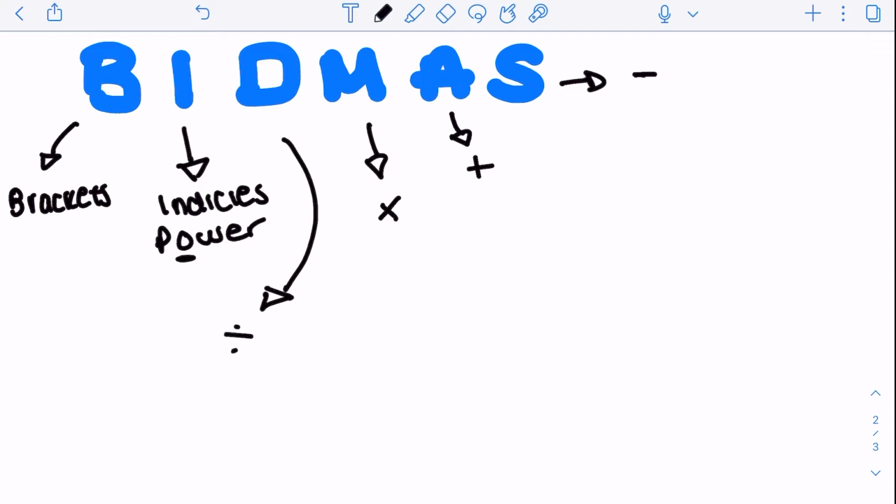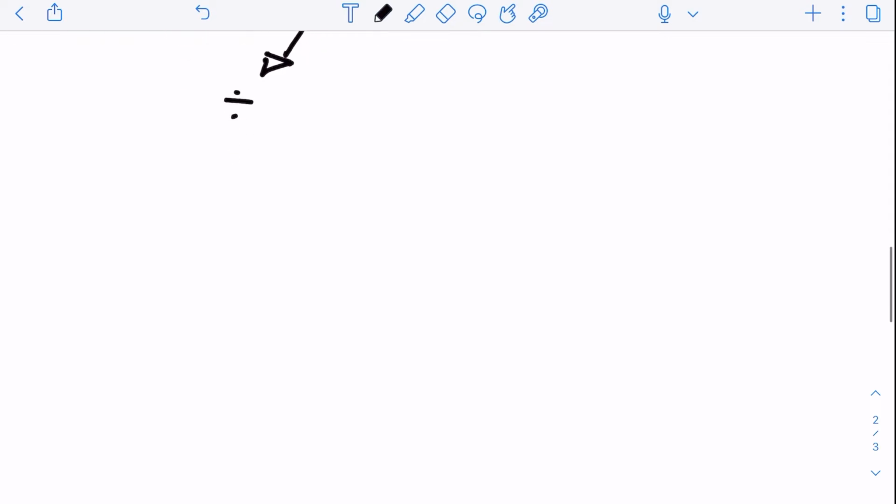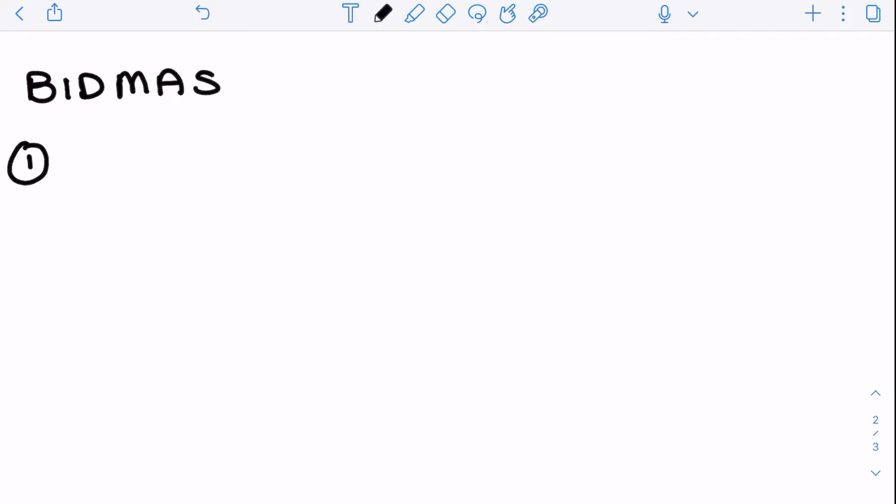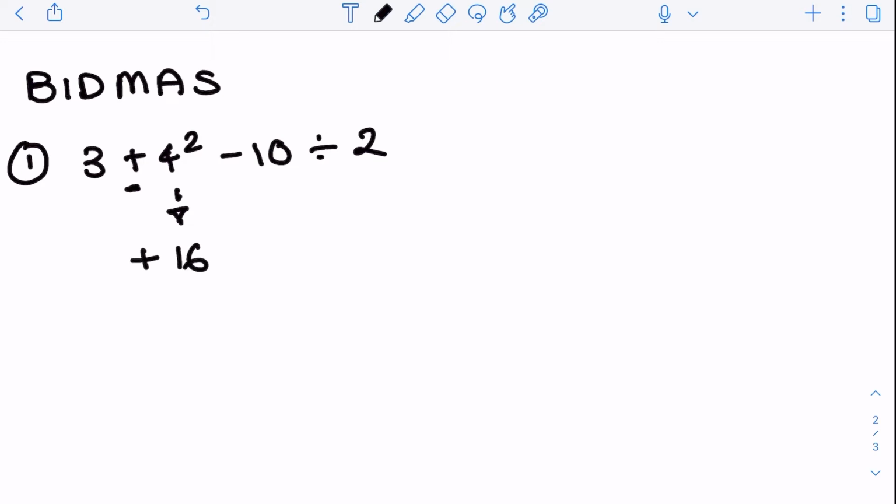Okay. So if we take, for example, I'll just write BIDMAS again there, so we don't forget what we're working with. If we take, for example, 3 plus 4 squared minus 10 divided by 2, first we're going to see, okay, do we have any brackets? No, fine. We move on to the next one, I. Are there any indices? Yes, there is here. So we're going to calculate 4 squared, which is 16. And I'm going to check what sign is in front. It's a plus, so we're going to bring down the plus. Okay. Then we're going to move on.